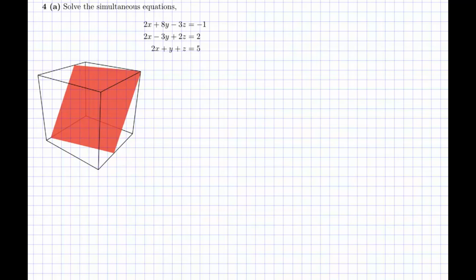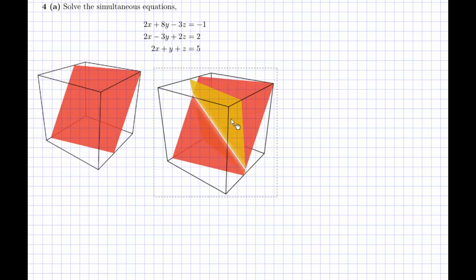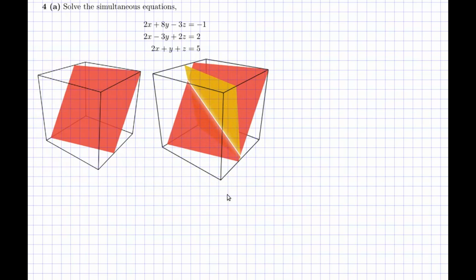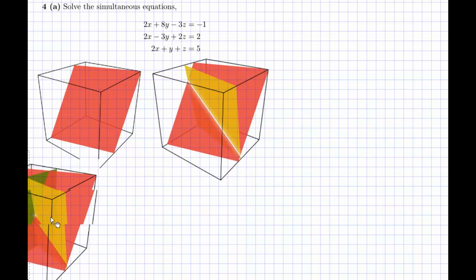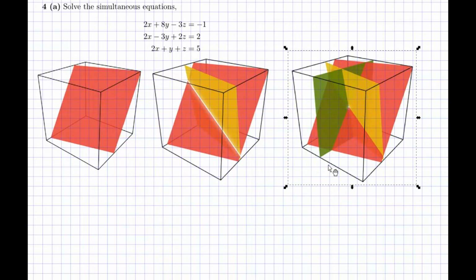Now, if we have a second plane that isn't exactly parallel to that one, like this here, then these two planes are going to intersect, but not just at a particular point. They're going to intersect at this line here that's highlighted in white. We have three planes, so we're going to have another one here, the green one. And now you can see each plane has a line of intersection with another plane.